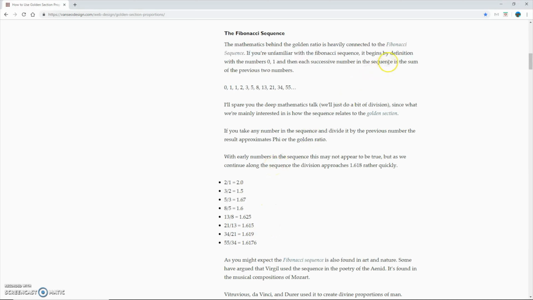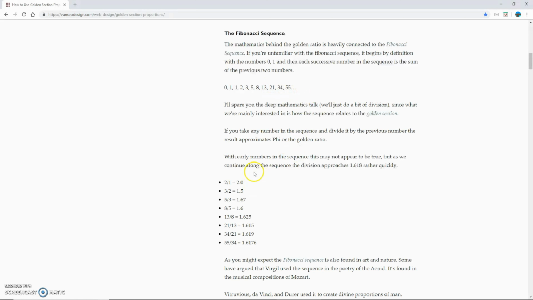The Fibonacci sequence begins by definition with the numbers 0, 1, and then each successive number in the sequence is the sum of the previous two numbers. So we start with 0 and then 1. 0 and 1, 1 plus 1 equals 2, 1 plus 2 equals 3, 3 plus 2 equals 5, 5 plus 3 equals 8, etc.